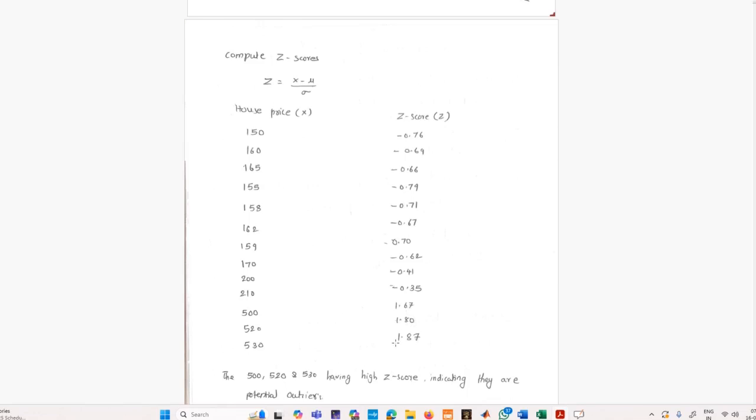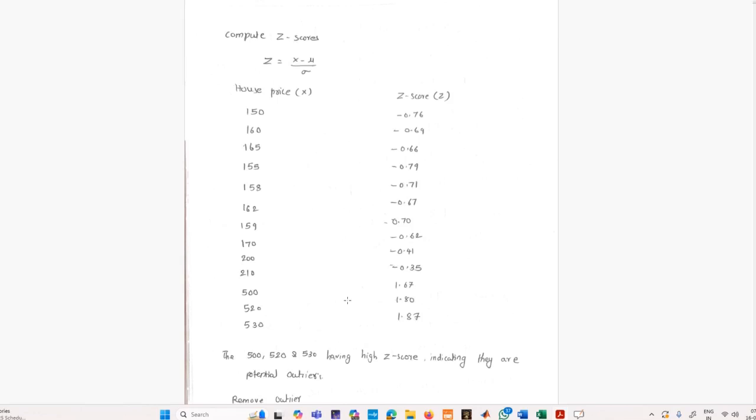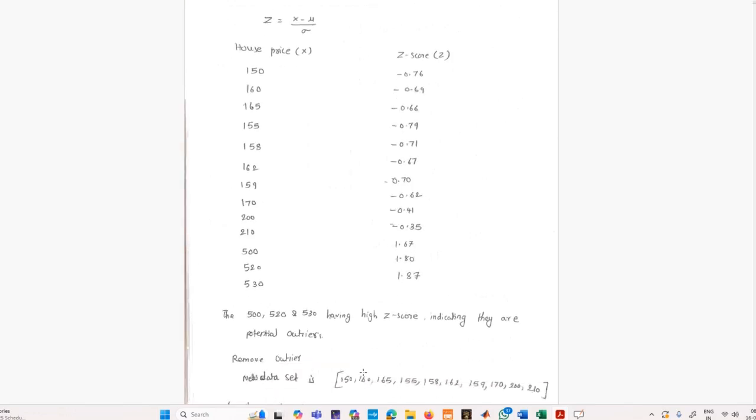Generally, if the z-score is greater than 3, then we consider it an outlier, but here there is no z-score greater than 3. So indirectly it is saying that there is no outlier in the data. But if I consider these three as outliers, then I can reduce my threshold limit to 1.5. Automatically these three samples, having high scores, are indicated as potential outliers. After removing them, our new dataset becomes like this.